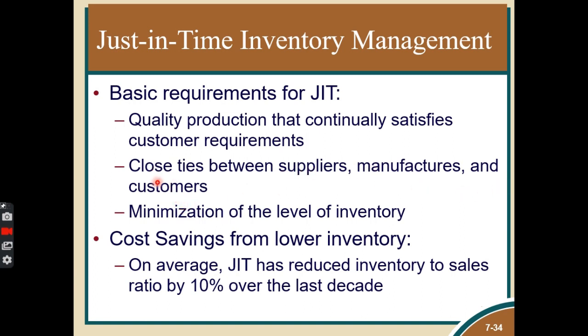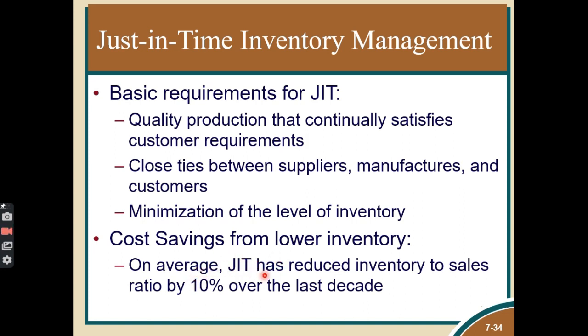Basically, this simply means that because we are following just-in-time, we, as the producer, need to have a close tie with the supplier so that the suppliers can provide us with the raw materials as early as possible, just in time for production, and we are able to deliver to the customers the goods that we promise them. And finally, requirement number 3 is that it minimizes the level of inventory, and as much as possible, there should be zero inventory if the company can.